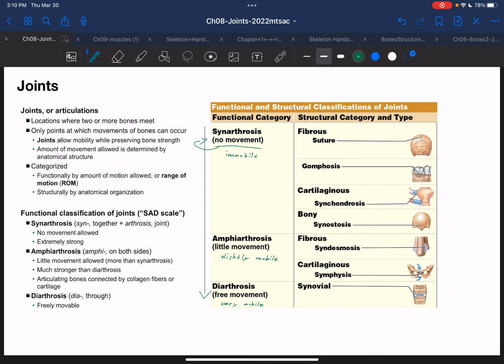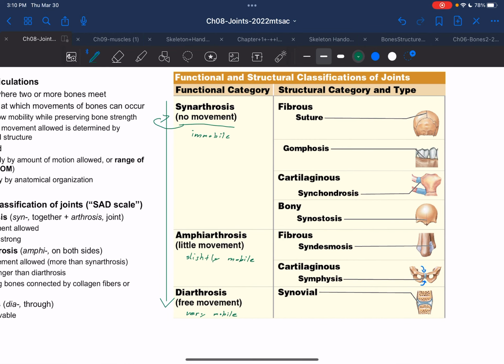Whenever you classify joints, you can always classify them along the SAD scale. You're either calling them synarthrosis, amphiarthrosis, or diarthrosis. A functional category is literally telling a person how much movement this joint has. So synarthrosis is considered immobile, and diarthroses are the freely mobile ones.